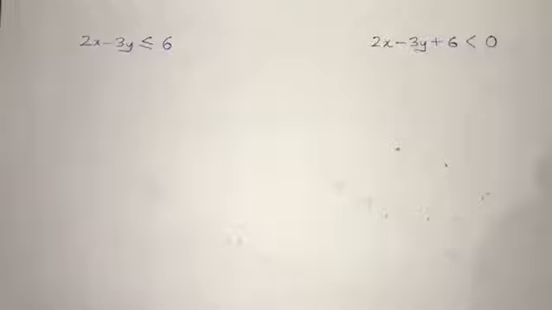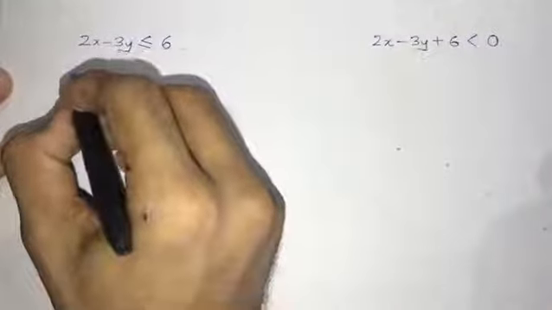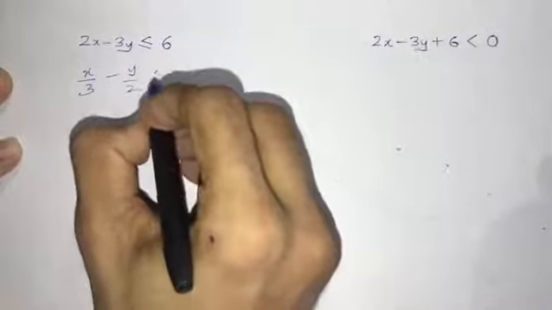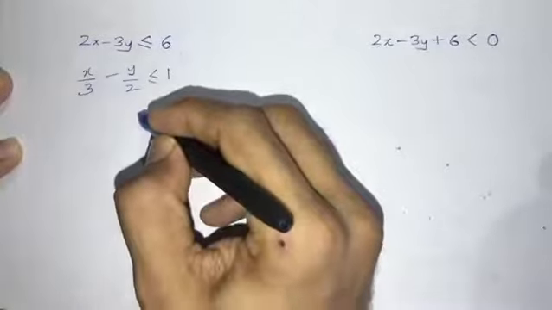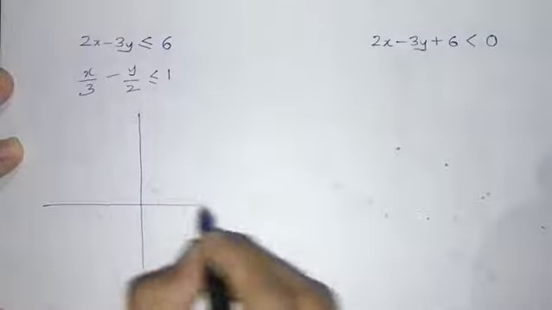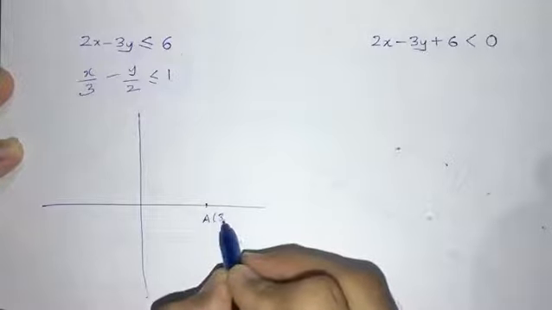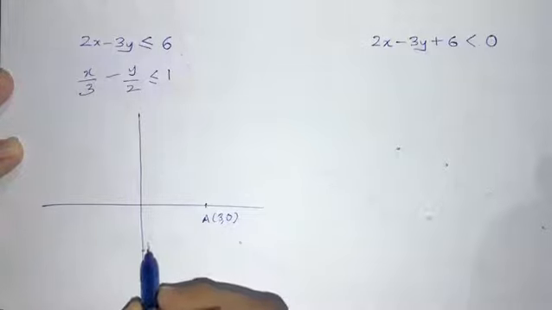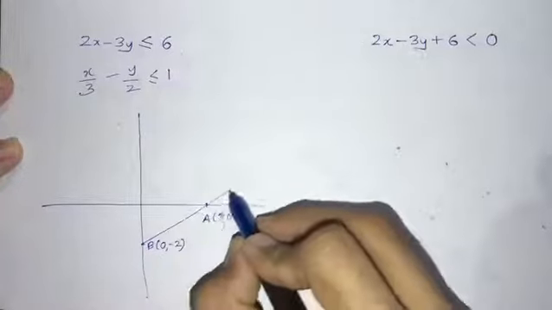Okay, so we have this 2x minus 3y less than or equal to 6. In that, if I divide by 6 directly, what I get is x by 3 minus y by 2 less than or equal to 1. Here the signs won't change, and what I'm getting is the y-intercept is negative, the x-intercept is positive. So in this I get A as 3 comma 0 and I get B as 0 comma minus 2. A is 3 comma 0, B is 0 comma minus 2.